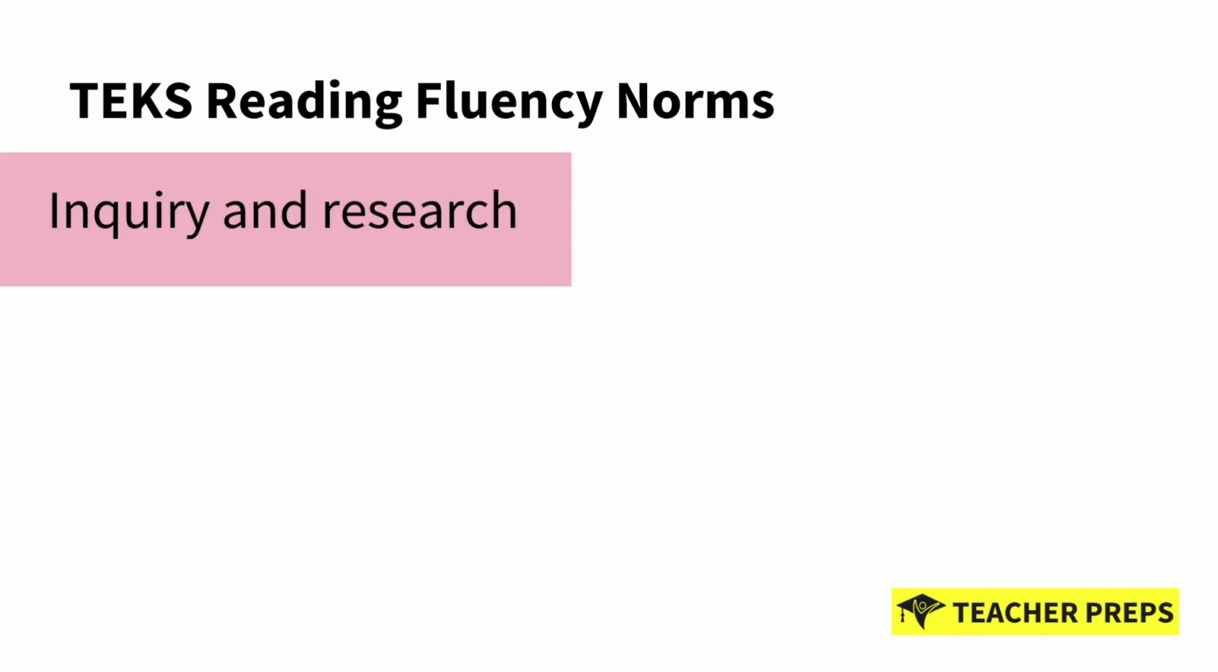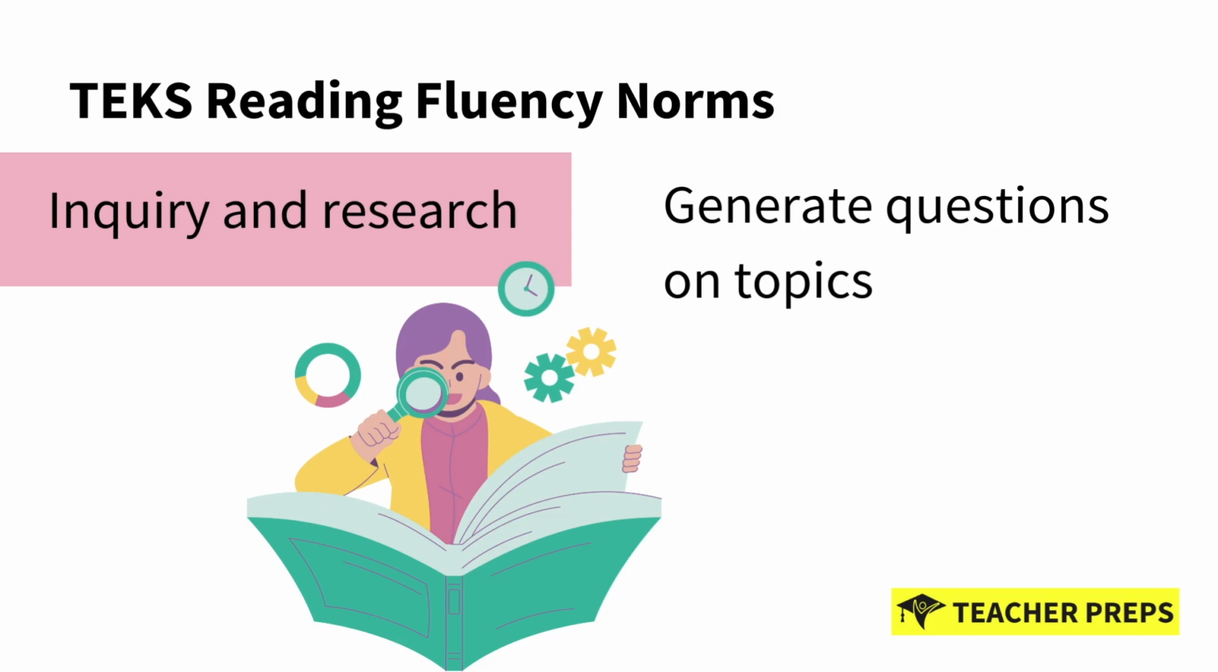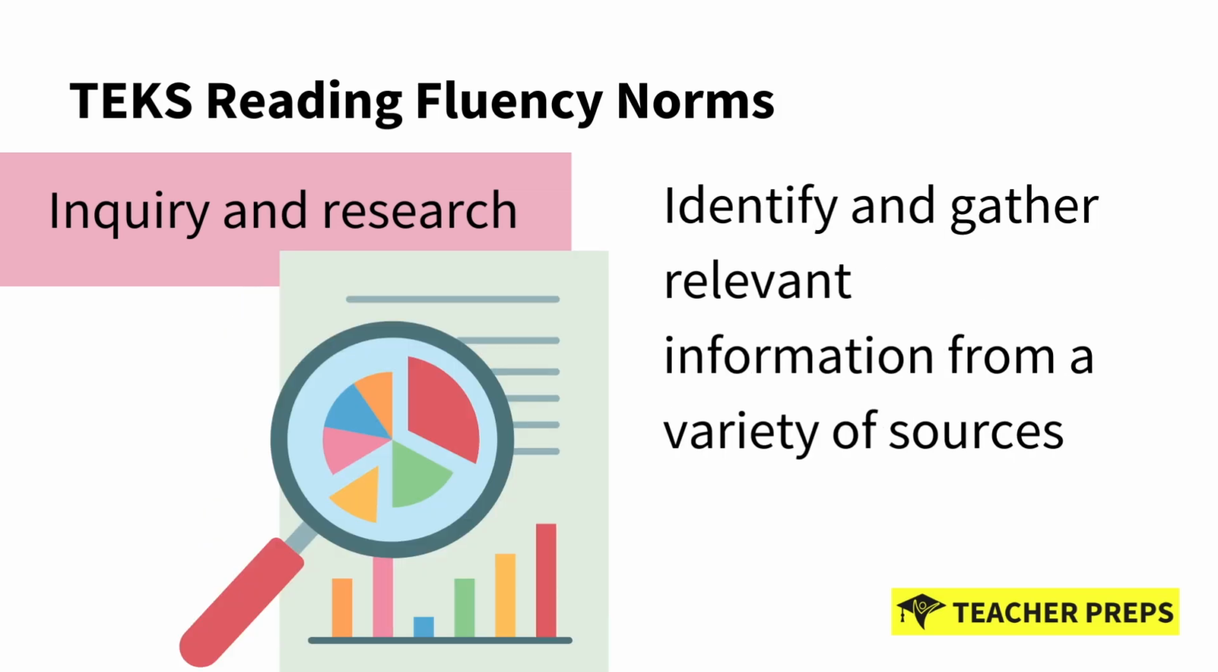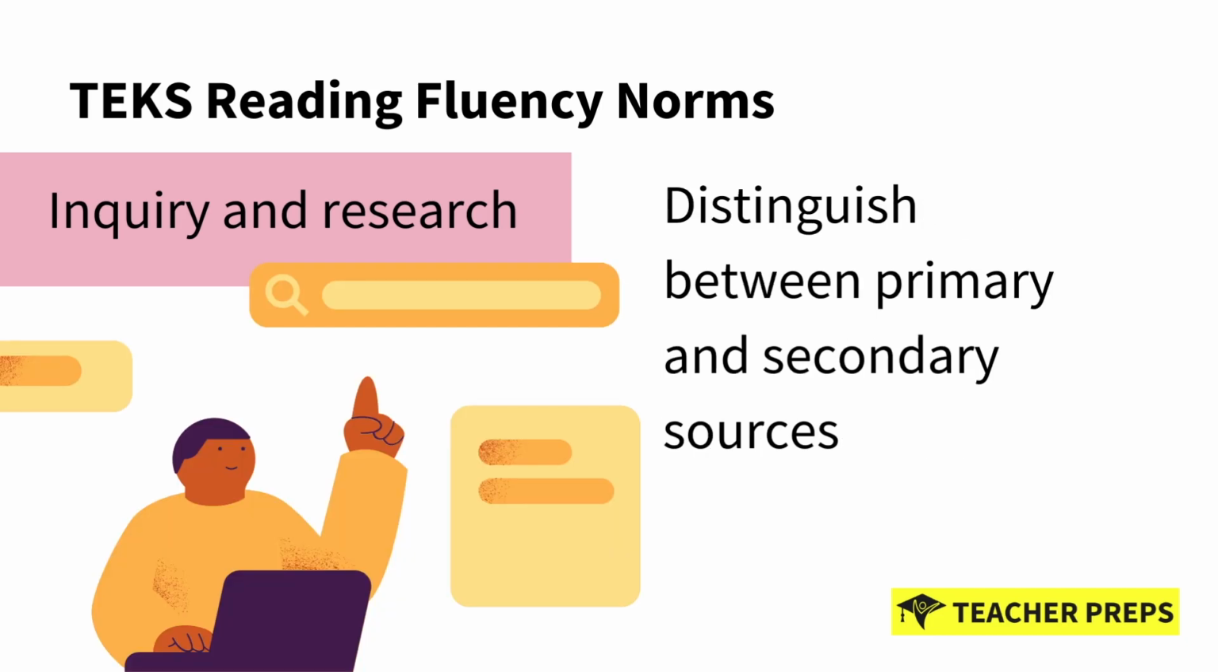Now, the final TExES Essential Knowledge and Skills for grades 4 through 6 is inquiry and research, where the student is expected to generate questions on topics for formal and informal inquiry. Develop and follow a research plan with assistance from the teacher. Identify and gather relevant information from a variety of sources. And finally, distinguish between primary and secondary sources.